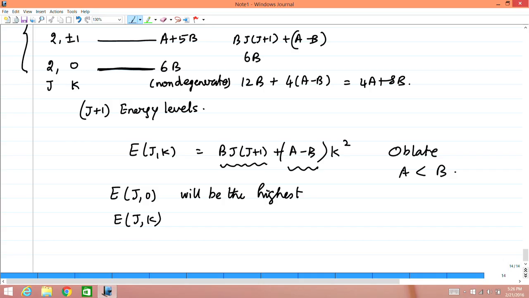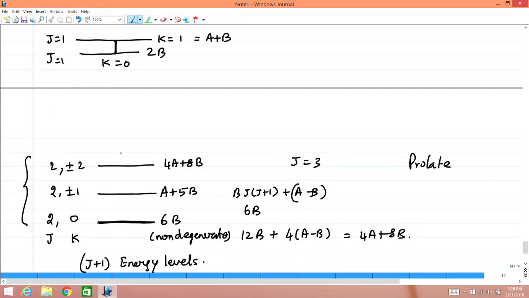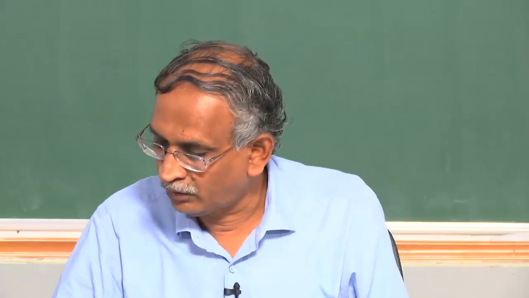Among all the energy levels, the highest one will be the one with K equal to 0, because the other term is negative for any value of K. Therefore, the energy levels decrease. Precisely what you see here as an increasing progression of energy levels, you will see the reverse, with the highest level being 2 0, the next one being 2 plus or minus 1, the next lower one being 2 plus or minus 2, and so on. So, the relations are inversed. This is about the symmetric top energy levels.